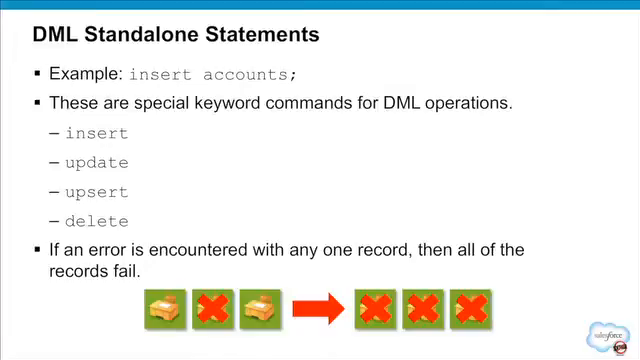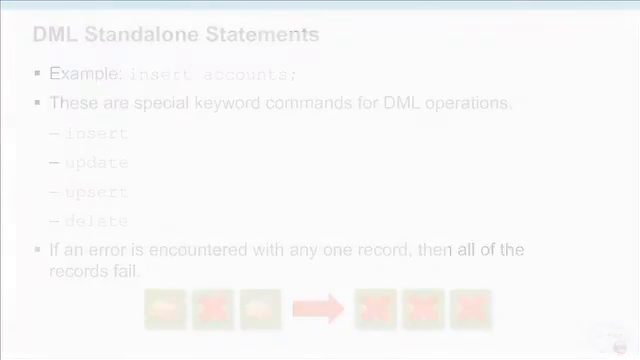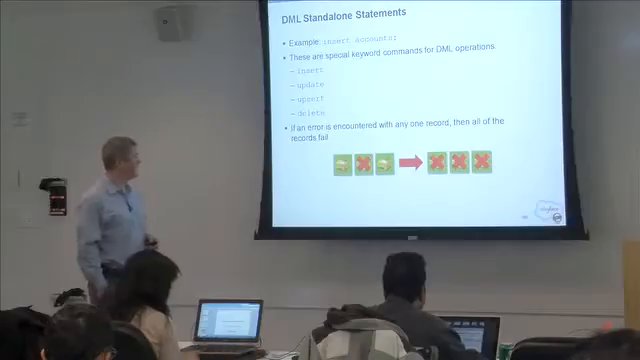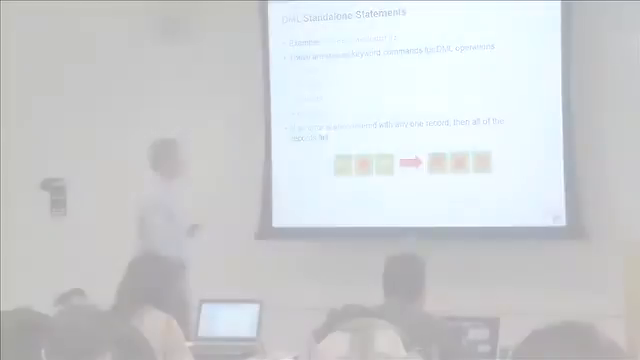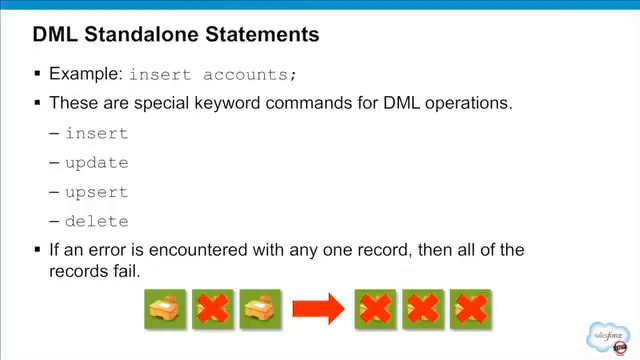The behavior is if one fails, then all fail. So if I have an account and I'm missing a required field on one of the records, if one of them fails, then none of them will be written to the database. Because this assumes that all of the data is good, in this case we're going to be throwing a DML exception. You'll have to handle the DML exception that you get back.